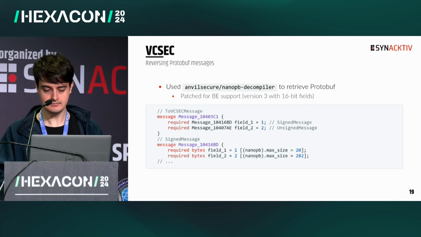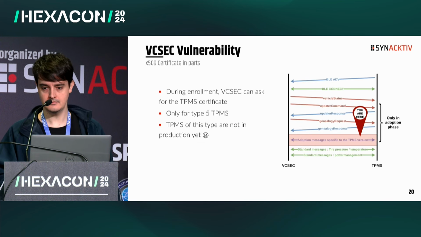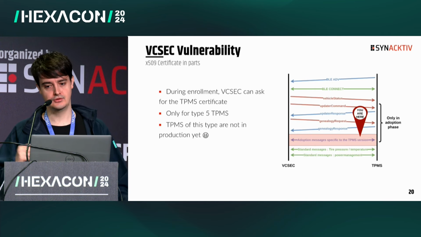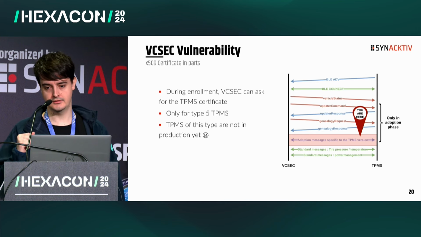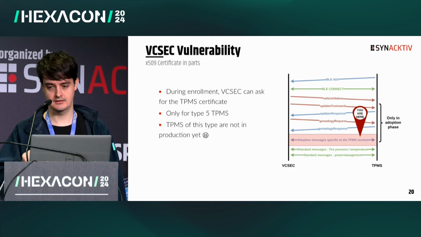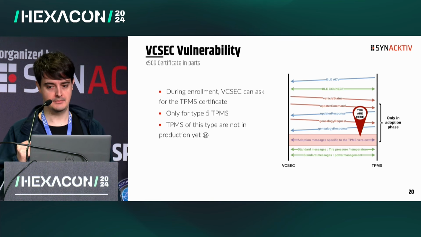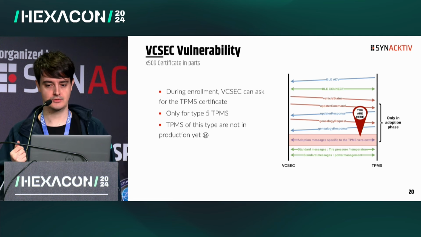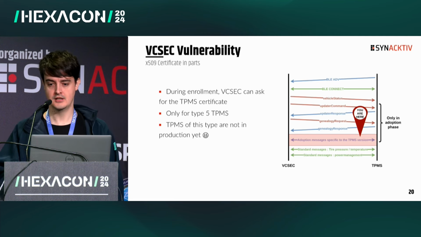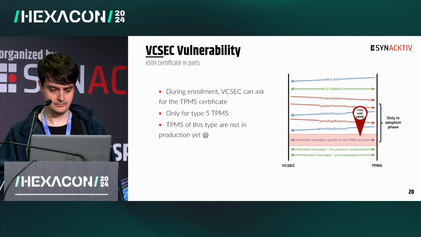After some time reversing, we found a vulnerability in the X509 certificate in parts message. This message is sent during enrollment or the adoption phase, so VCSEC can ask for the TPMS certificate. This was implemented only for TPMS of type 5, and at the time of the research, no TPMS of this kind were in production yet. So we had to emulate our own TPMS to reach that message.